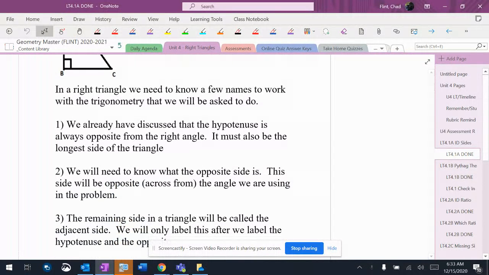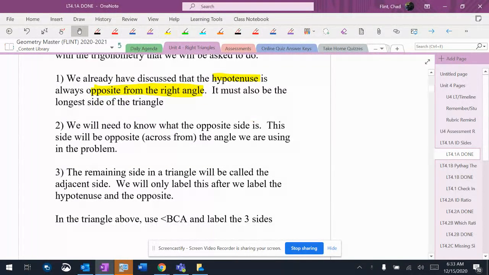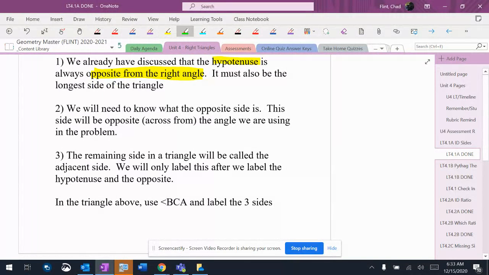So the important stuff is, we've already talked about the hypotenuse. It's across from the right angle. That's not going to change. So that's where that's going to be. And we're going to label all these in the triangle up there in just a second. There's another side that's called the opposite side, right? The opposite side. And that's going to be across from, or opposite, the angle we're using.